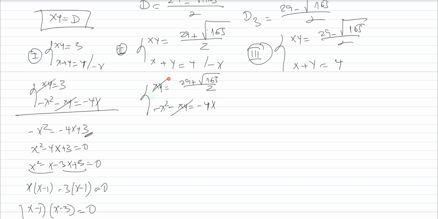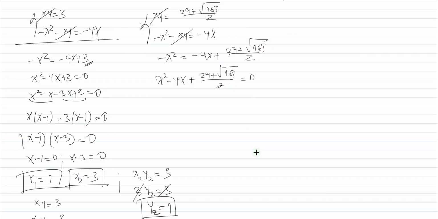So this goes with this. We're going to have minus x squared, and then minus x squared equals minus 4x, and then plus 29 plus square root of 165 divided by 2. So from here we're going to have x squared minus 4x plus 29 plus square root of 165 divided by 2, and then this is 0. So guys, we don't have to strive here to solve this quadratic equation. What we're going to do is complete the square, which is pretty simple.